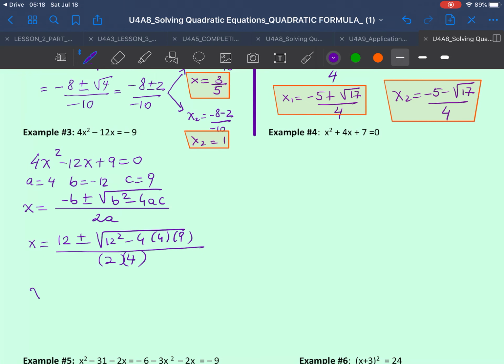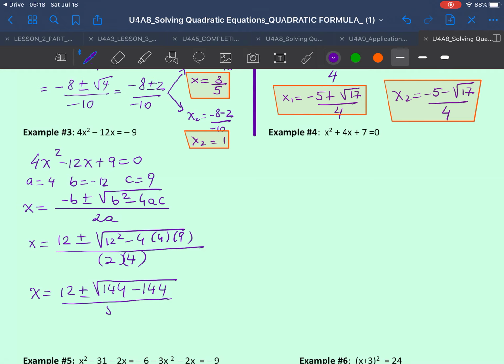And let's see what we get in here. That's 12 plus or minus. So we have 12 squared, which is 144, minus 4 times 4, 16, 16 times 9. That's 144 too. Huh? That's interesting. Let's see what we're going to get in here.